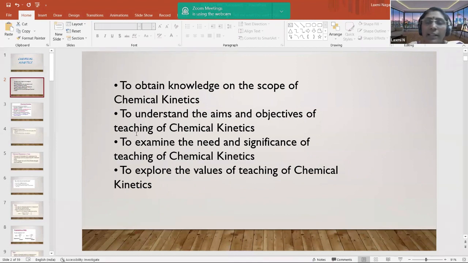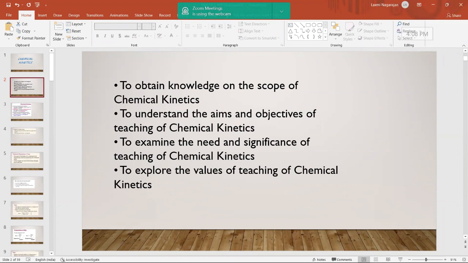Chemical kinetics is going to help us to understand chemical reactions. Why should we learn chemical kinetics? What are the aspects of learning it? It is to obtain knowledge on the scope of chemical kinetics, and to understand the aims and objectives of teaching it. Let us understand why we need to teach. By taking two or three examples, we will be able to understand why chemical kinetics is all the more important. Let us analyze the need and significance of teaching chemical kinetics.